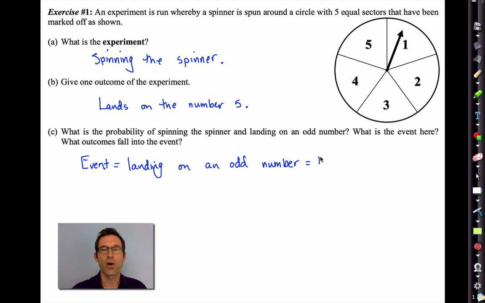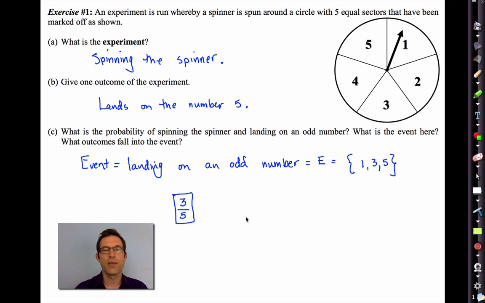Very often events are symbolized with a big capital E or other capital letter. And it says, well, what outcomes fall into this event? Those are the outcomes 1, 3, and 5. Those are all the outcomes that land. So the probability of landing on an odd number is 3/5.